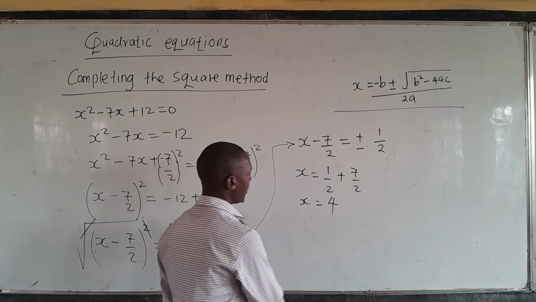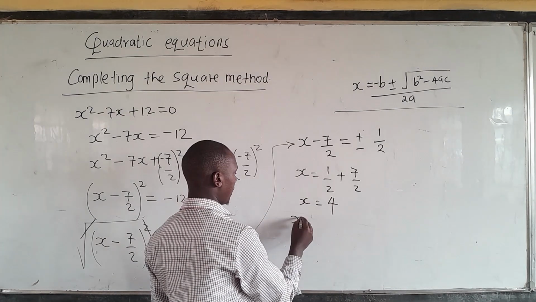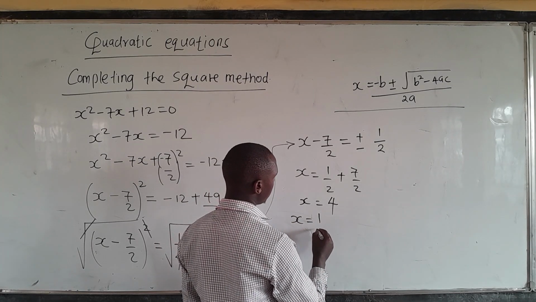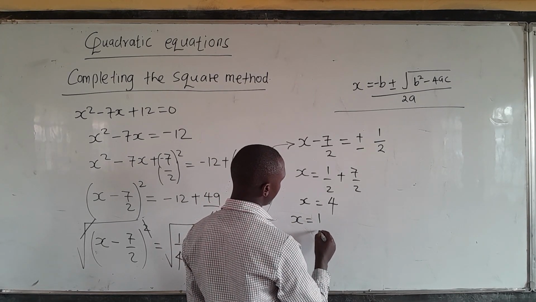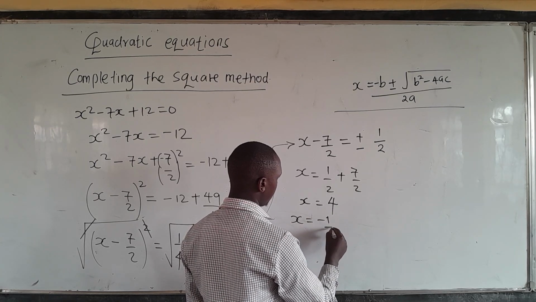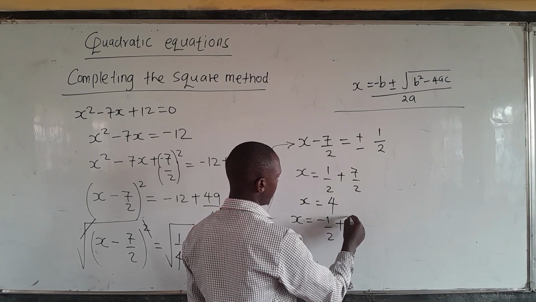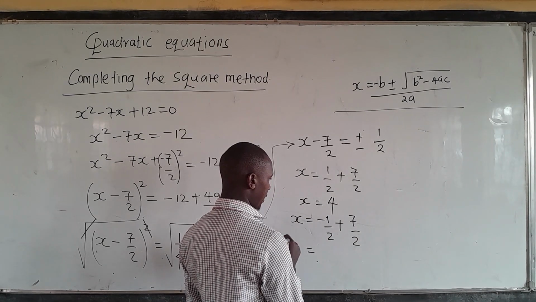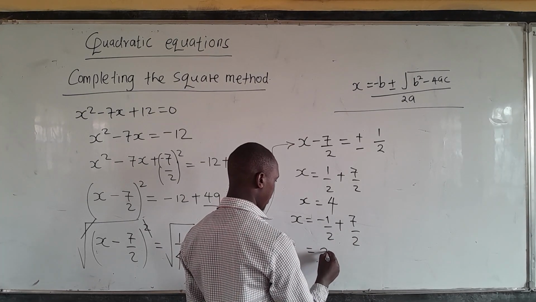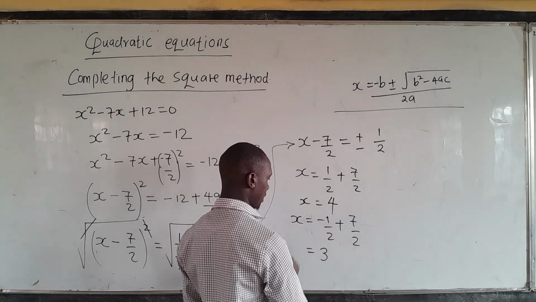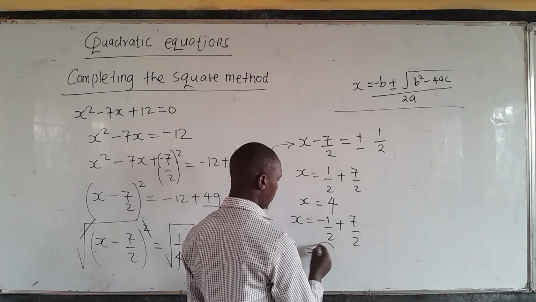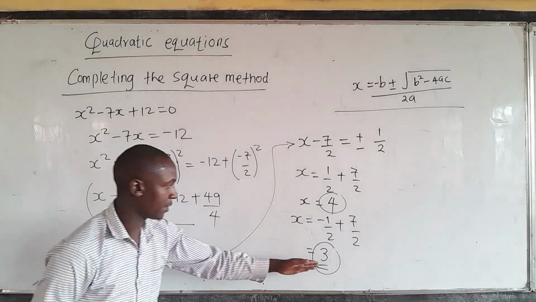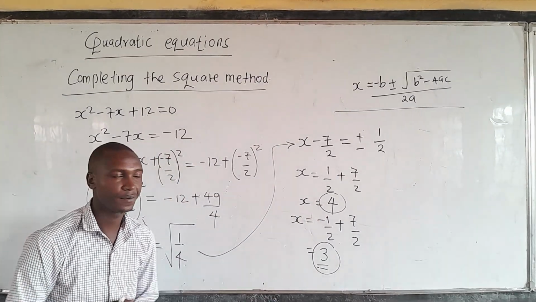And when it is a minus, x equals negative a half plus 7 over 2. That is going to be 6 divided by 2, that is 3. And the two values of x are 3 and positive 4. So again, this is how we have done it.